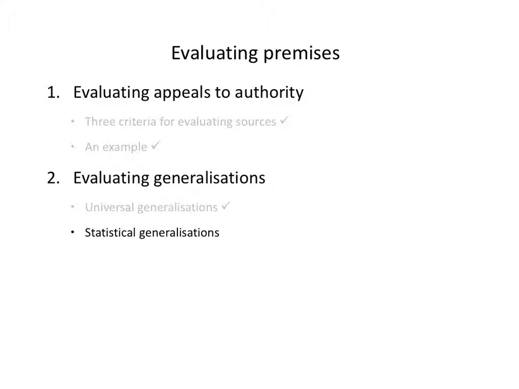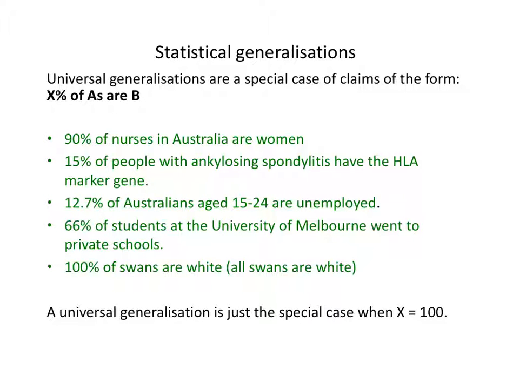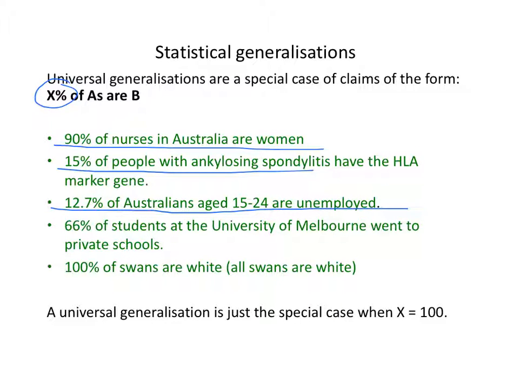Okay, we'll talk now about statistical generalizations. So by a statistical generalization, I just mean something very simple. A claim that instead of saying all things of a certain kind have a certain feature, a statistical generalization says that a certain percentage or proportion of things of a certain kind have a particular feature. So, for example, 90% of nurses in Australia are women. 15% of people with ankylosing spondylitis have the HLA marker gene. 12.7% of Australians aged 15 to 24 are unemployed, and so on.